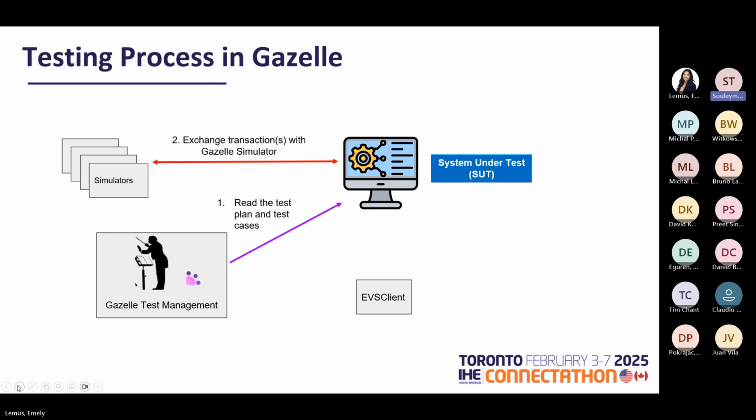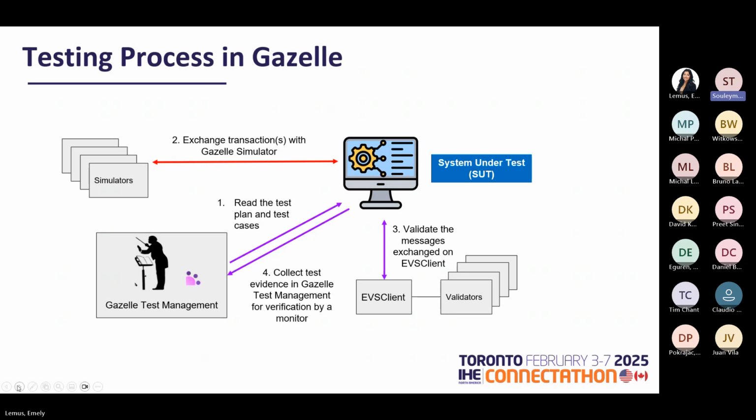After that, the request and the message can be validated through the Gazelle user interface, the EVS client. From the EVS client, you can select the validators you need to validate those messages. And the last stage is to collect all the information in the Gazelle test management tool. In summary, once you register your system, profiles and actors, Gazelle will guide you: it will tell you which validator to use, which simulator to use, where those simulators and validators are, and also which tests you need to execute to prepare your system before the event.